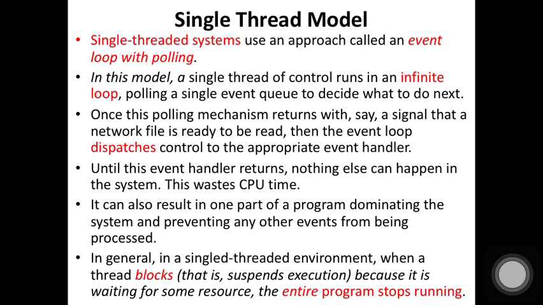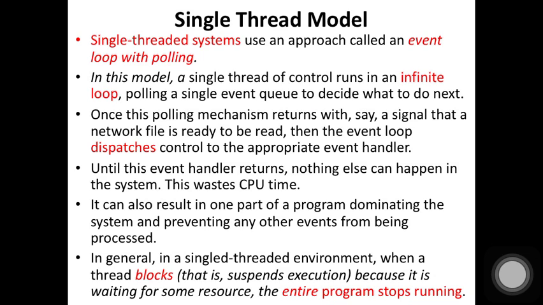So next one is the single threaded model. A single-threaded model uses an approach called an event loop with polling. What it means is there is a loop, an infinite loop, that takes place. Continuously it is monitoring the program to see whether an event has occurred. Event in the sense, some event like the user is waiting for certain IO, the IO is entered, or the user may be waiting for the network, and the network is ready to use. Such things come under events.